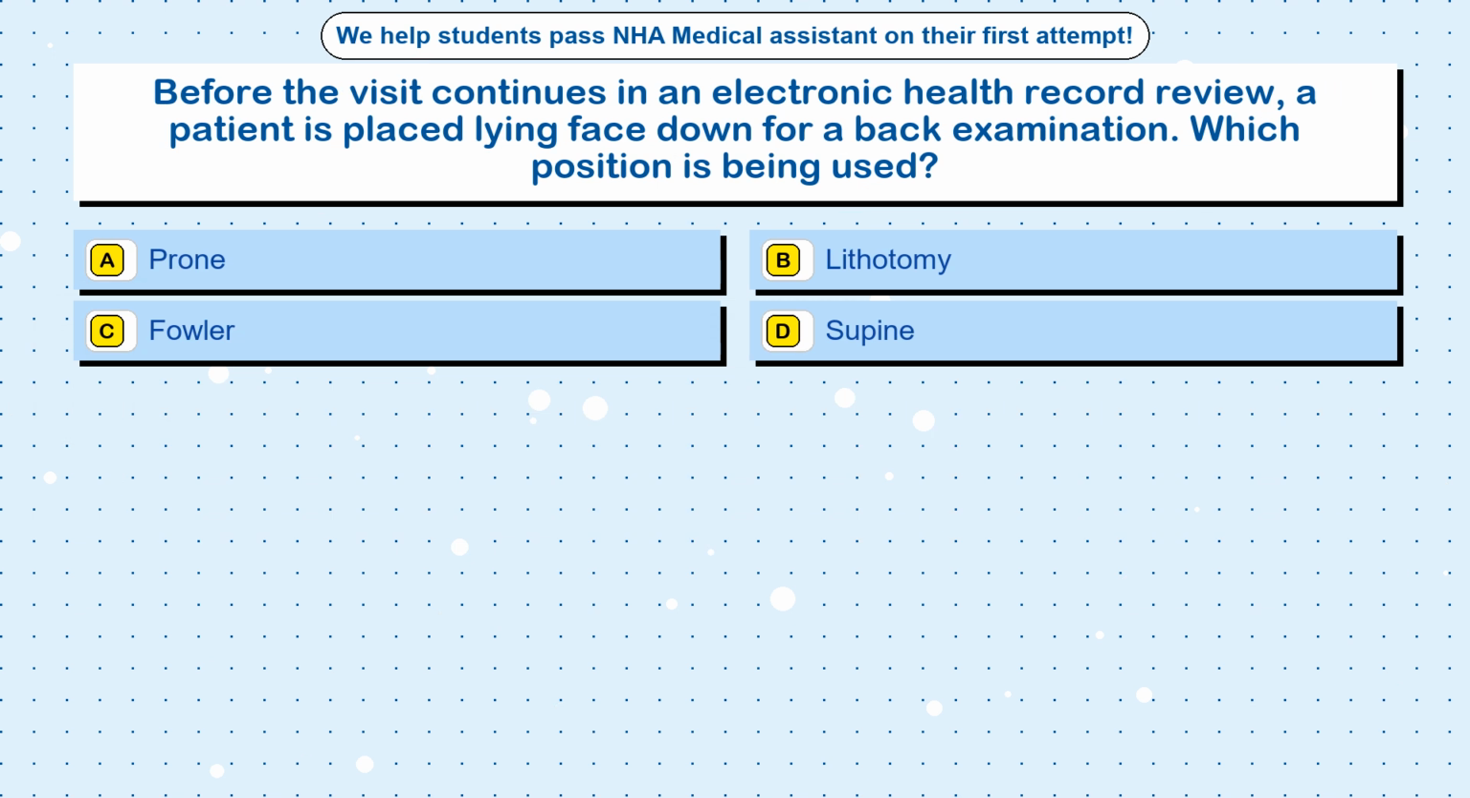Question 74. Before the visit continues in an electronic health record review, a patient is placed lying face down for a back examination. Which position is being used? Option A, prone. Option B, lithotomy. Option C, Fowler. Option D, supine.